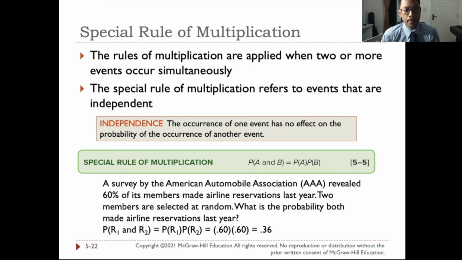A survey by the American Automobile Association, AAA, revealed 60% of its members made airline reservations last year. 2 members are selected at random. What is the probability both made airline reservations last year? So we're going to look at the probability of R1 and R2, which is equal to the probability of R1 times the probability of R2, which is 0.6 times 0.6, which is 0.36. Okay.